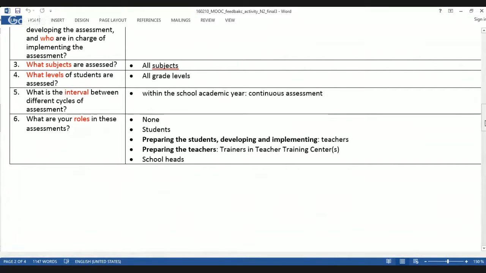Some were former students, so they were remembering this assessment. The teachers were the ones preparing the students, developing and implementing the assessment. And finally, there were some trainers of teachers who were also describing this process, as well as the school heads.